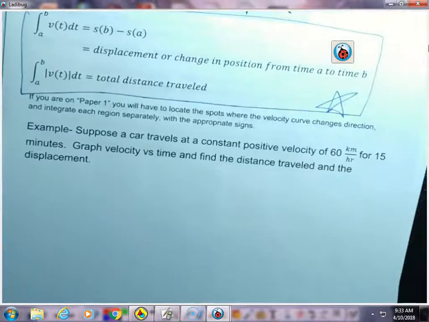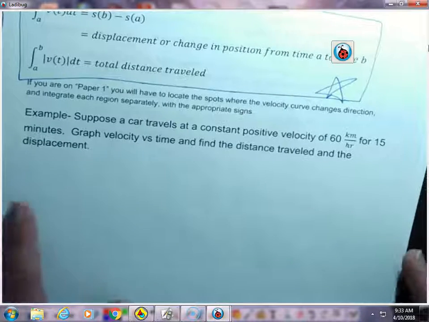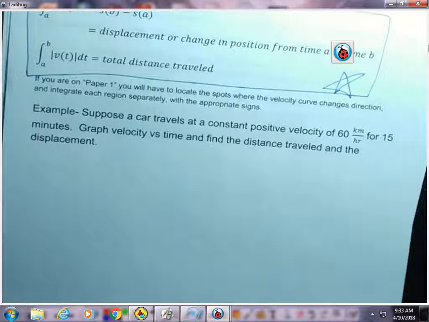All right. All right, so here's a super easy example. It says, suppose a car travels at a constant positive velocity of 60 kilometers an hour for 15 minutes. What do you already hate? Yeah. Okay. We hate a lot of things. But the thing we should dislike the most is that we have different units for time. Okay, so hours and minutes, we're going to have to kind of do something about that. It says, graph velocity versus time and find the distance traveled and the displacement.